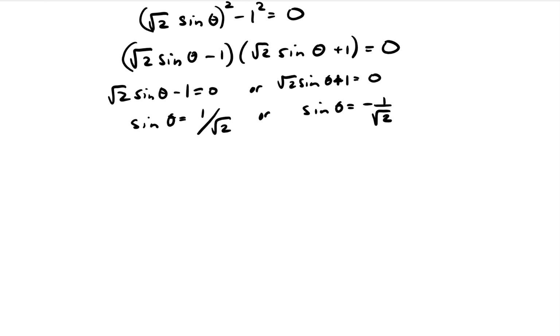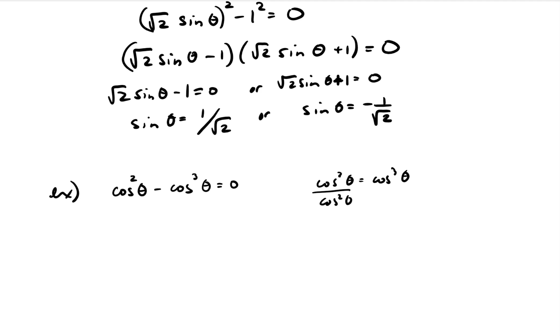The same would happen if, I'm not going to solve it all, but let's say you had to solve cos squared theta minus cos cubed theta equals 0. It's tempting to do something like this: cos squared equals cos cubed, and then divide by cos squared on both sides. I've often seen students do something like that. Then they get 1 is cos theta, and they just solve cos theta equals 1. In fact, there are more solutions than that.